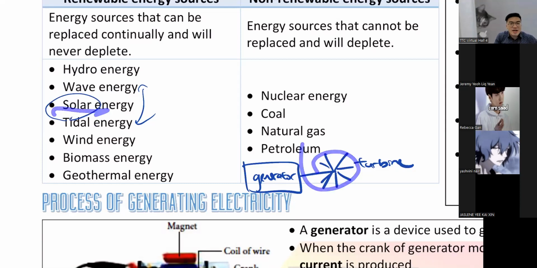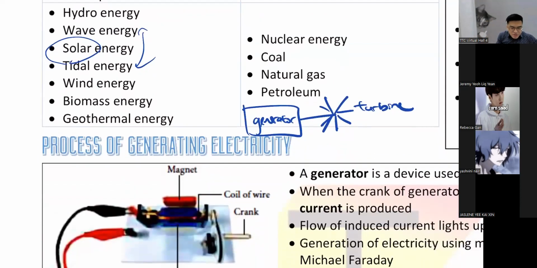Solar is the only one that doesn't turn a turbine. You know what is solar, right? We use the thing called solar panel. Some people install it on their roof, then they will get electricity. And the thing is free. Solar is free. And then of course wind energy, we use windmill. The windmill turns this thing.